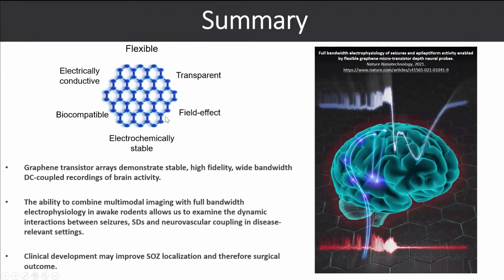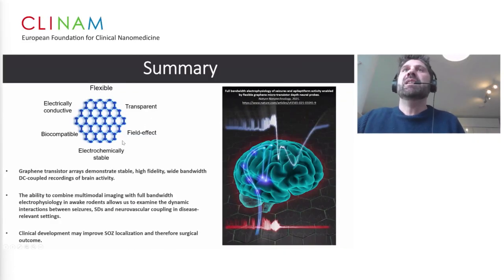And so in summary, I'd like to say that due to their flexibility, transparency, and that we can record current rather than voltage, thereby being MRI compatible, we think these graphene transistor arrays offer many advantages for preclinical and clinical neuroscience. We have the ability to combine multimodal imaging with full bandwidth electrophysiology, and this allows us to look at the interactions between seizures, spreading depolarizations, and also neurovascular coupling in disease-relevant settings. And there are many clinical aspects which we're keen to explore. I showed you some evidence where we think these could be useful, particularly in improving the seizure onset zone localization prior to surgical resection in people that have drug-resistant epilepsy.